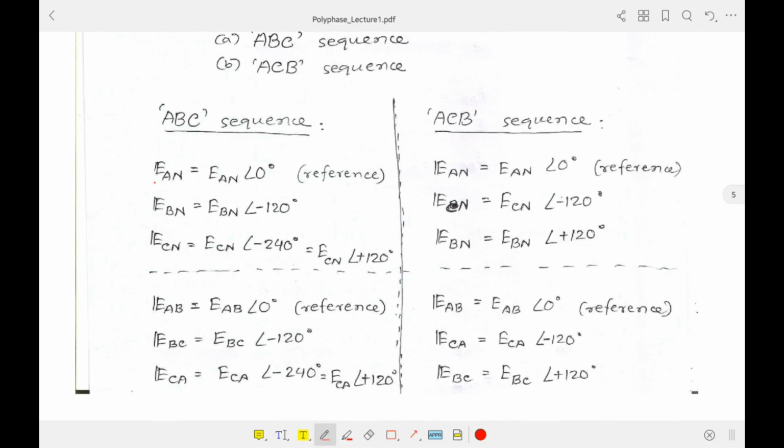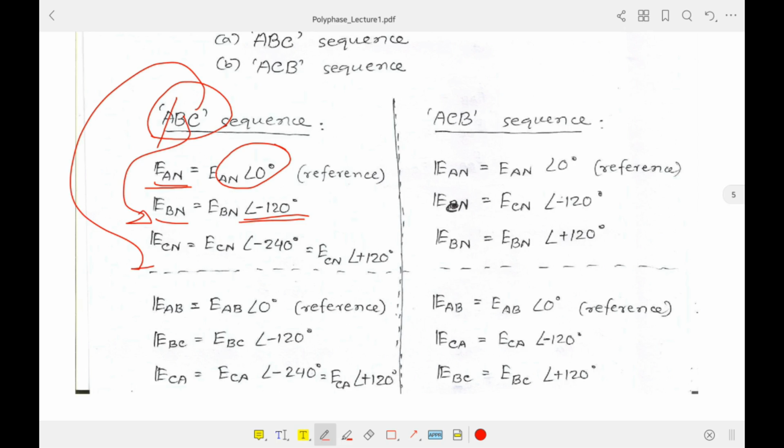In case of ABC sequence, we can write EAN as the reference one, that is the angle 0 degree, and the second one, that is EBN, should be minus 120 degree. Since this is ABC, first one A and second one will be B here, and the third one C, this should be minus 240 degree. Also you can write it plus 120 degree as well.